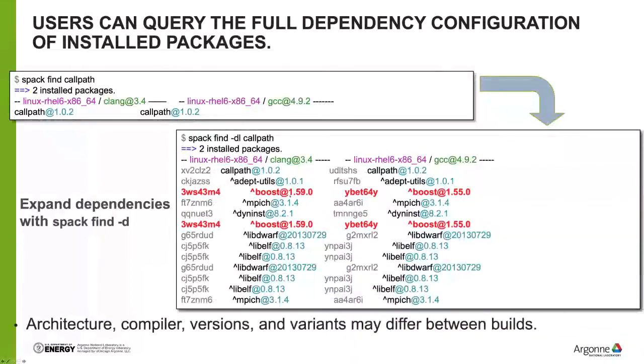And again, note that you can distinguish between different builds of things. For example, this one's built with Clang and using Boost 1.59. This one's built with GCC using Boost 1.55. It allows you to do those different dependencies.